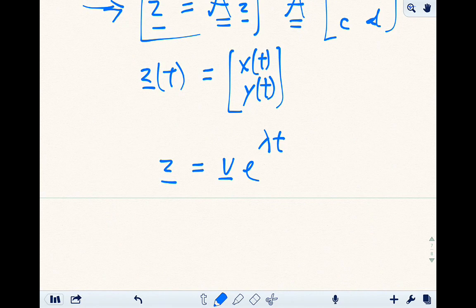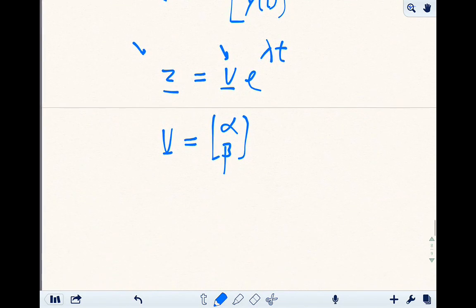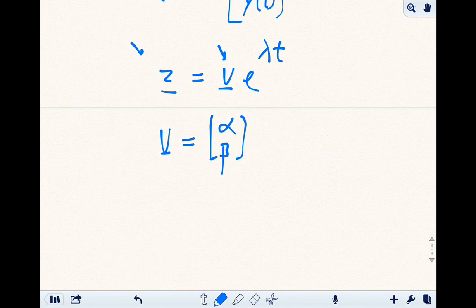E to the lambda t is just a scalar. In order to have the dimensions the same on both sides, basically a column vector of size 2, z and v both, we need this vector v. So we'll just let v have two components, alpha and beta. So it's a 2-row vector, a 2-by-1 vector. And now what we'll do is we'll take the derivative and see if we can get this to satisfy the original differential equation. So we're guessing a solution. The important thing is, does it satisfy the differential equation?